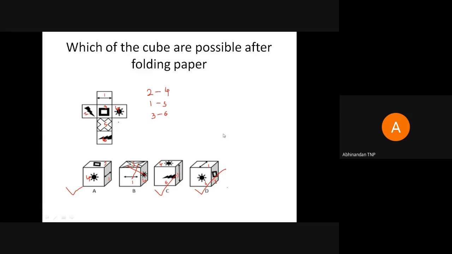So which is the standard dice? A, C and D. So options A, C and D are correct. This is what a multiple select question is. In the GATE this time, IIT Bombay has added multiple select questions. You may get more than one correct option, so it is called a multiple select question.